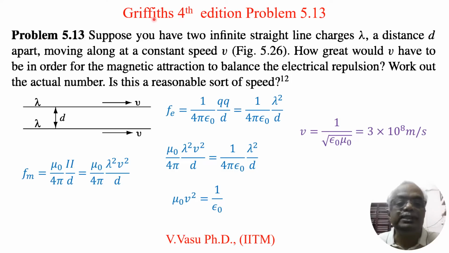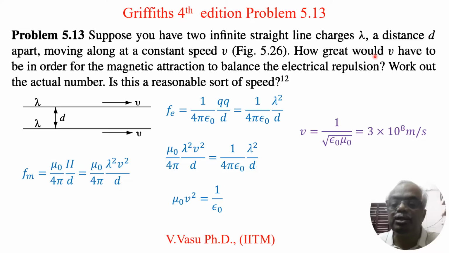Now we will solve problem 5.13 of Griffiths 4th edition Electrodynamics. The problem 5.13 is very simple, so we can solve it quickly. Suppose you have two infinite straight line charges of lambda, a distance t apart, moving along at a constant speed v as shown in this figure.